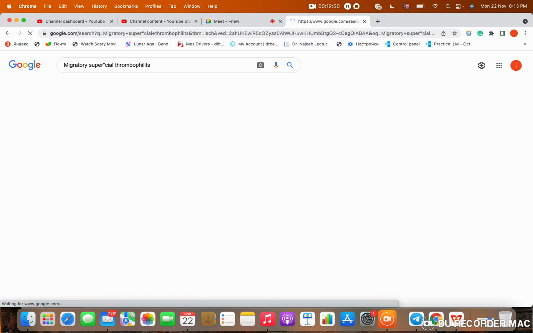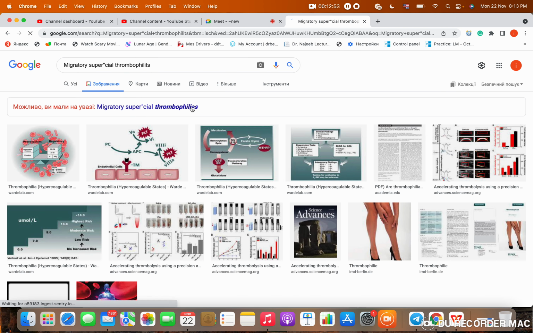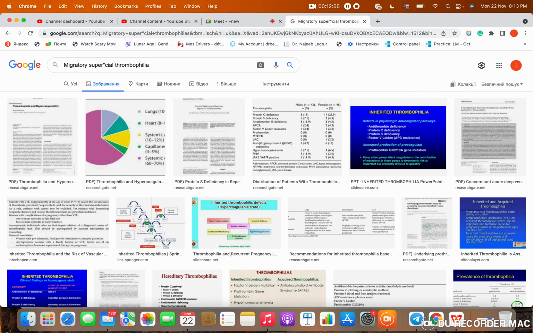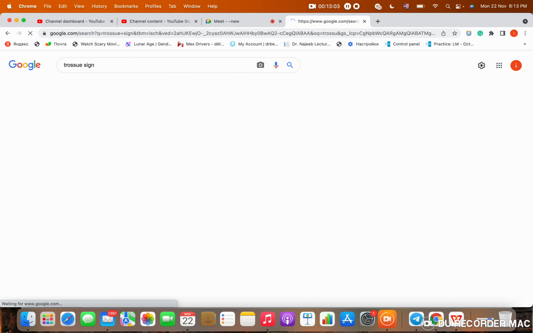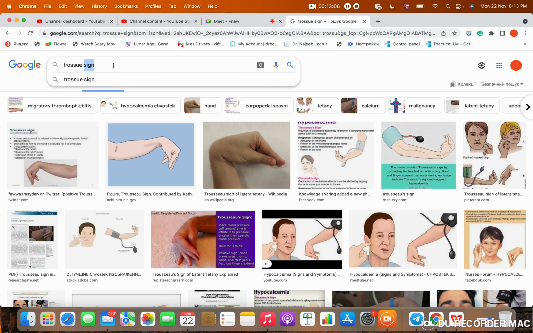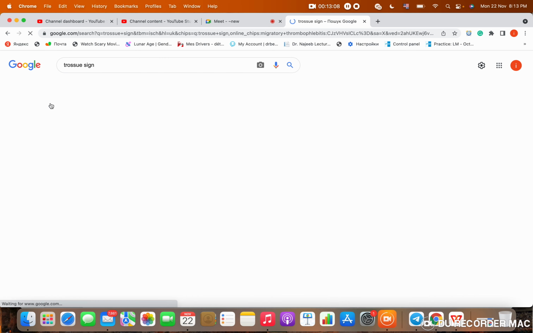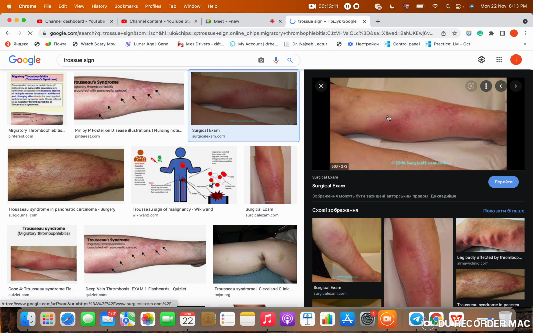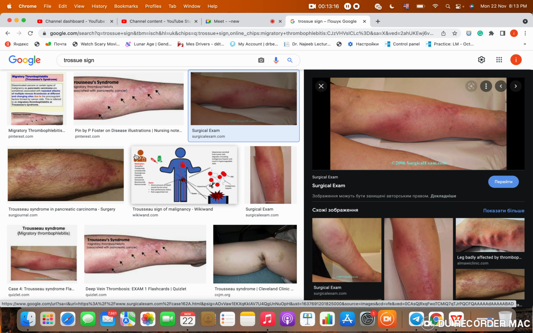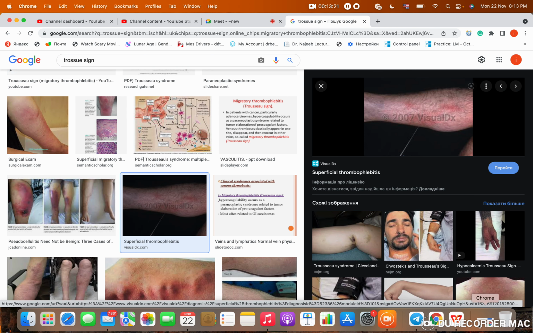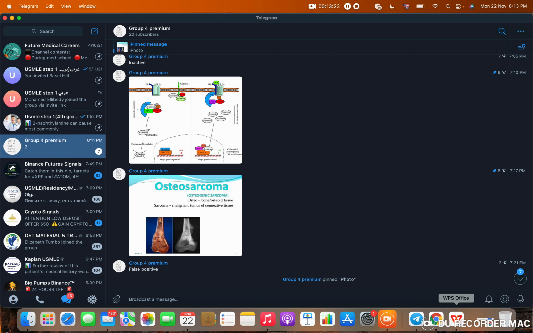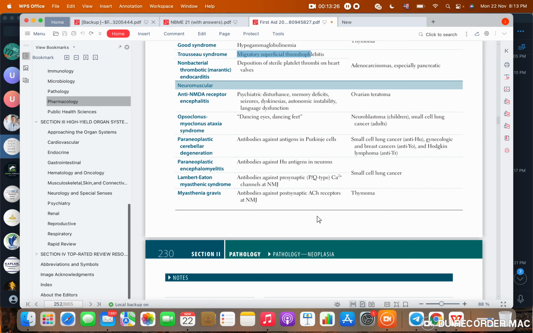thrombophlebitis. So in pancreatic cancer, Trousseau, okay, no, syndrome we want. So we want the syndrome, not the sign. Keep that in mind. You can see this superficial migratory thrombophlebitis, inflammation of the vein, and it's really painful for the patient. It's secondary to the hypercoagulable state created by the pancreatic cancer.